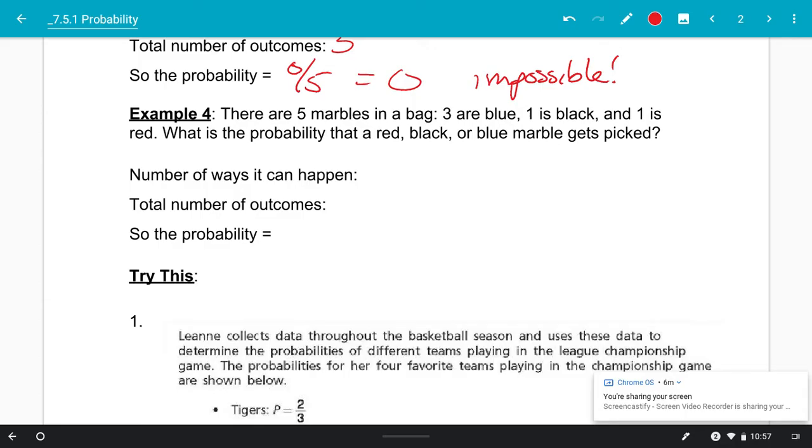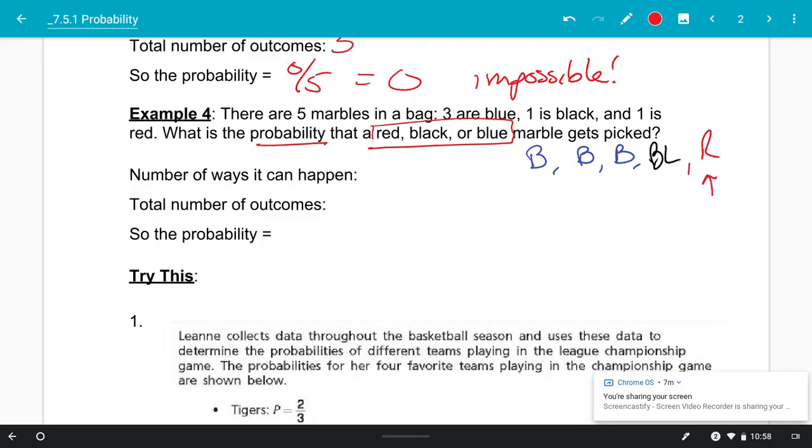All right, number 4, there are 5 marbles in a bag. 3 are blue, 1 is black, and 1 is red. We want to know what is the probability that a red, black, or blue marble gets picked. So again, let's think about this. We had 3 blue, so blue, blue, blue. We had 1 black, and we had 1 red. So what is the probability that I could pick a red, black, or blue?